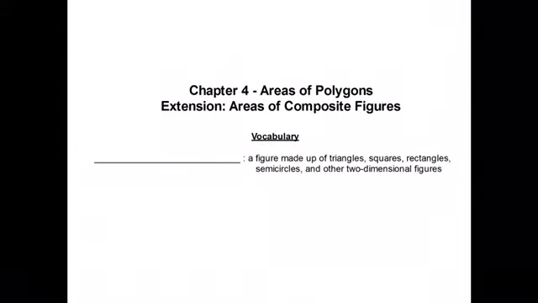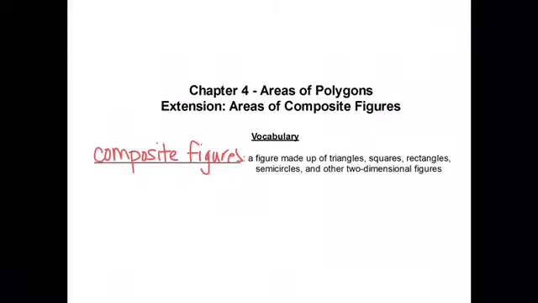The vocabulary word for this extra section is actually the topic of this extra section, composite figures. And composite figures are just figures that are made up of more than one shape put together. So squares and triangles and rectangles and other two-dimensional figures squished together to make these odd-looking shapes. So we're going to have to go through each shape and try to find out what shapes make it up.